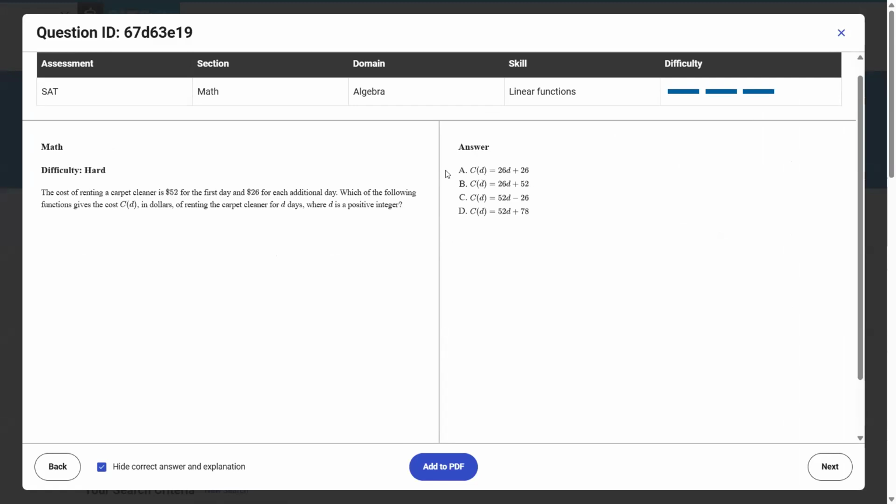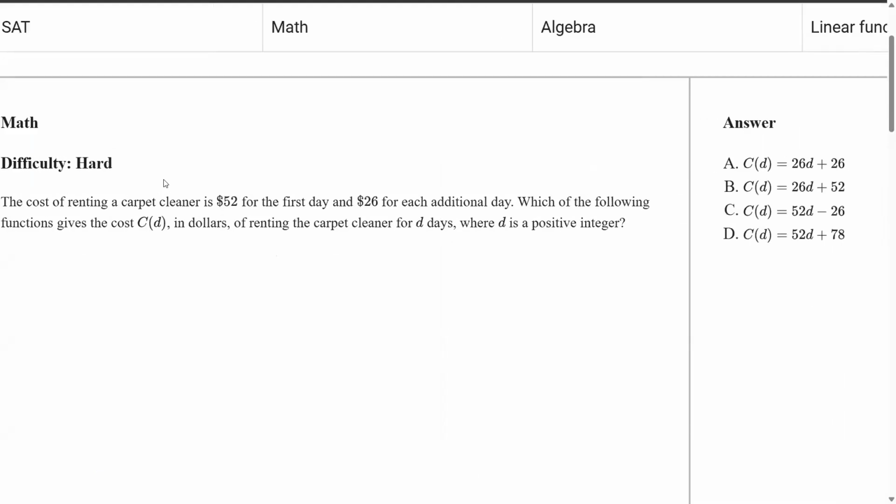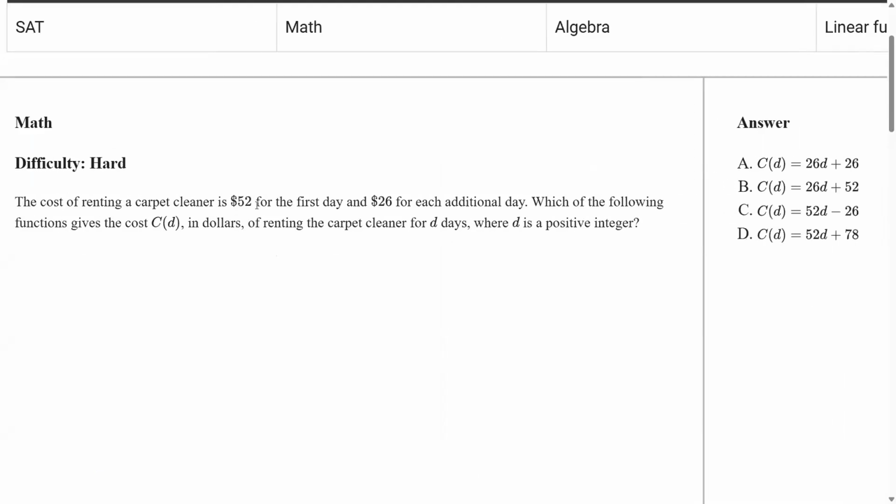Okay, what? Which addition? Oh, the same thing. Sorry, the same thing as the previous question. Cost of renting a cleaner is $52. This is the 52 initial. Let's write it. So this is the 52 initial dollars plus 26 for each additional day.